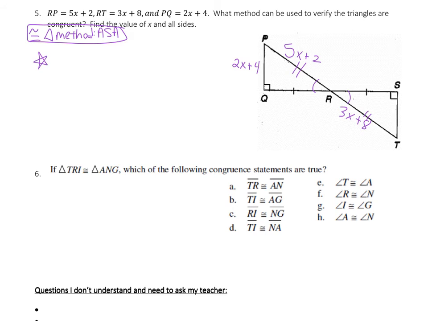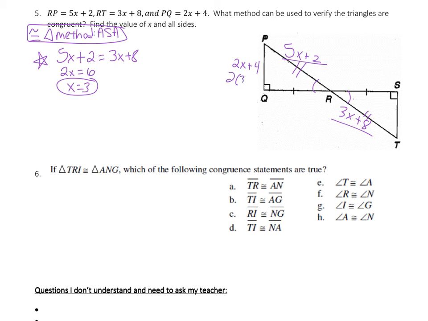So I want you to set up what is your equation for your x using just those two sides. Should have set up 5x plus 2 equals 3x plus 8. When we solve it, we would get a 2x equals 6, so x equals 3. Then we need to put that into each of the sides.